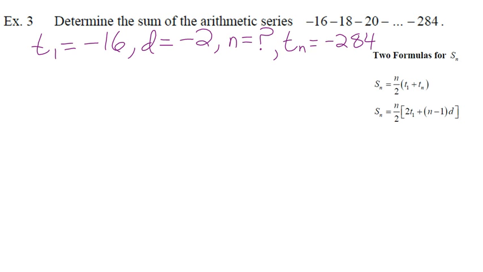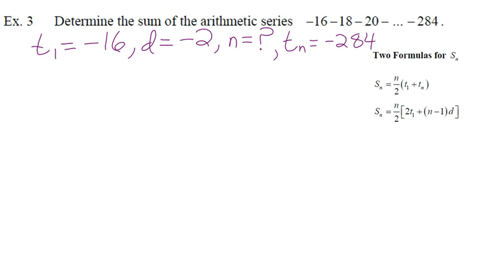Isn't the common difference 2? I think it's negative 2. Okay, all right. Negative 18 minus negative 16 is negative 2. Negative 20 minus negative 18 is negative 2. It's not minus 18, it's negative 20 minus negative 18. Okay?